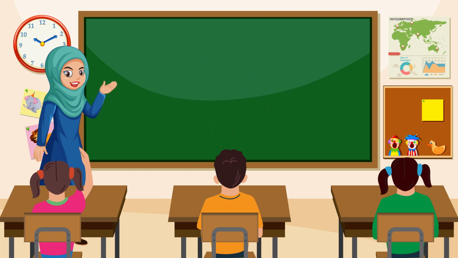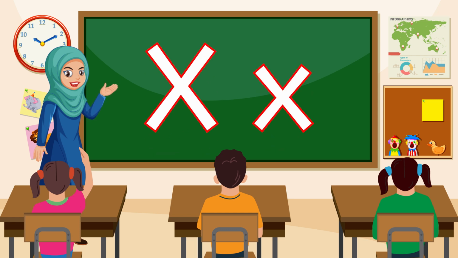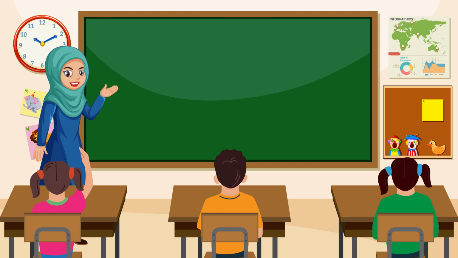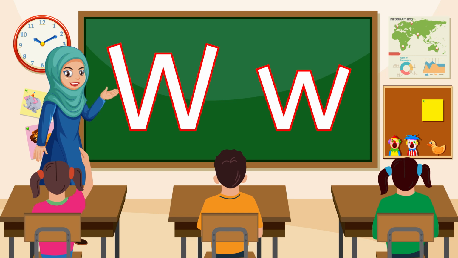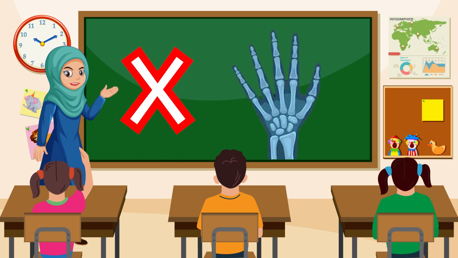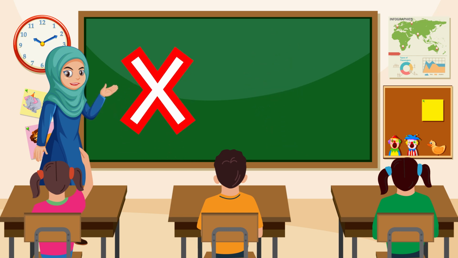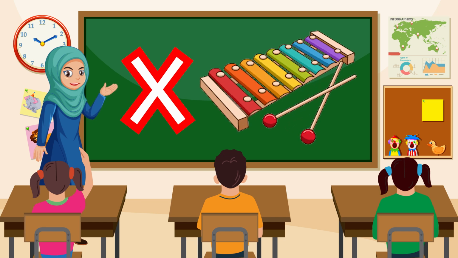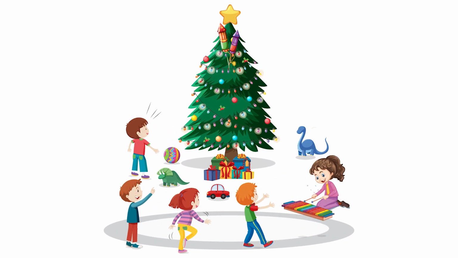Today, we will learn about letter X. Letter X is the next letter after letter W. It has two sounds, X as in X-ray and Z as in xylophone. Look at this picture.